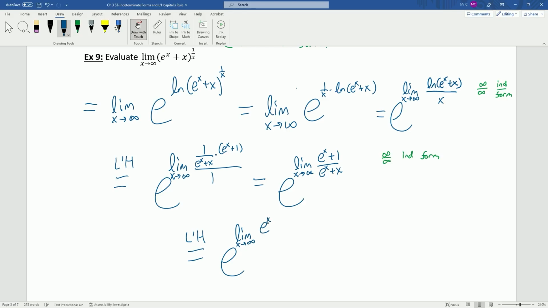And here I just get e to the x over e to the x plus 1. Now I could apply L'Hopital's rule again, actually, or I could just multiply 1 over e to the x on the top and bottom here. This now looks like one of my basic problems from earlier in the course. And I get 1 over 1 plus 1 over e to the x. So this thing, 1 over e to the x, goes to 0. And then I just get left with 1, so this is e to the first power, which is just e.